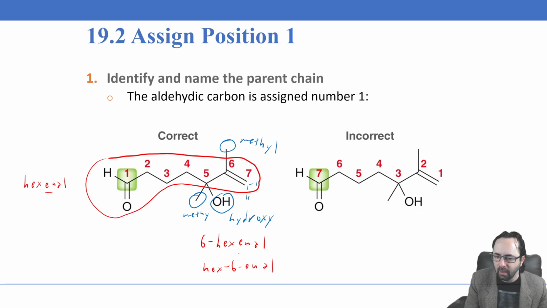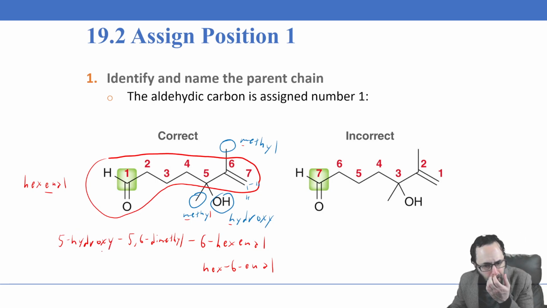I prefer 6-hexenal. And now we're going to number our substituents in alphabetical order. So methyl is going to come after hydroxy, because methyl is after H in the alphabet. And so we're going to say 5,6-dimethyl, since we have two methyls on carbon 5 and 6. And then we would say 5-hydroxy. And so then we'd have our complete name: 5-hydroxy-5,6-dimethyl-6-hexenal.